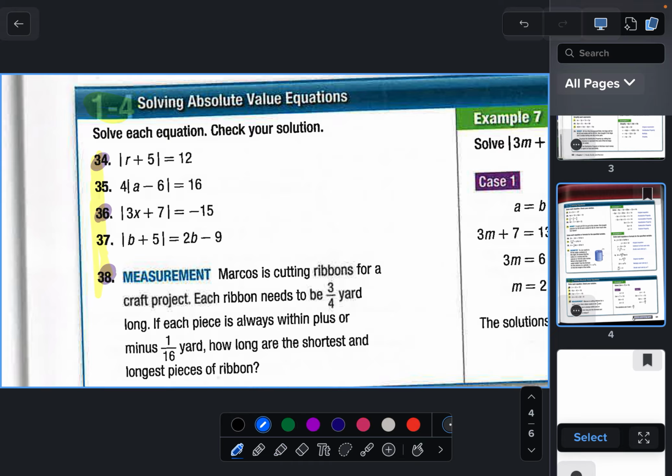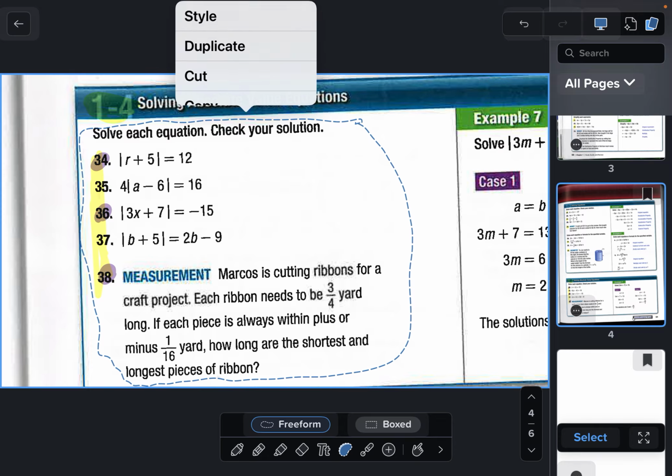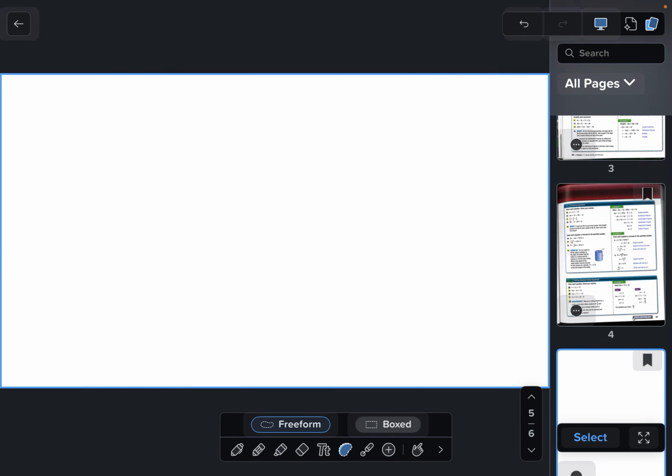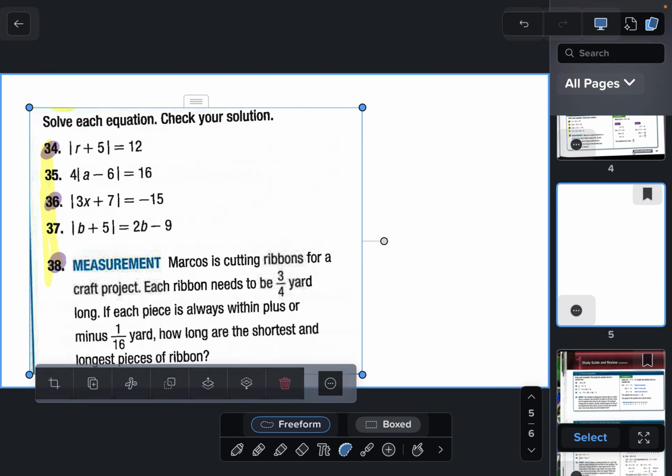Okay, so we got to do the even and odds of 1-4, we're going to do all the section 1-4. It's just 34 to 38, but we're going to do 3 of them together. So you only have 2 left to do after we're done with that. Does that make sense? Okay. So it's like you're doing the odds on your own, but okay. So let's take a look at number 34.